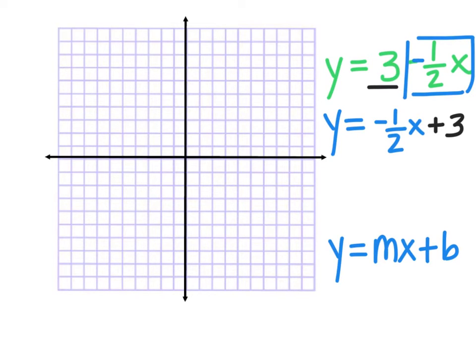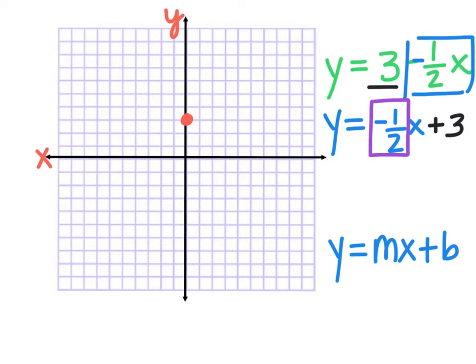Now that I have it rewritten, I can graph it. I'm going to label my x and y axis, and I'm going to start with my y-intercept. My y-intercept is 3, so I'm going to come up to 3 on the y-axis, put a point, and then take a look at my slope. My slope says it's negative 1/2. Remember, the slope is always with the x.